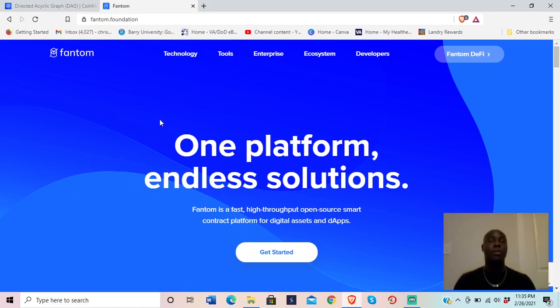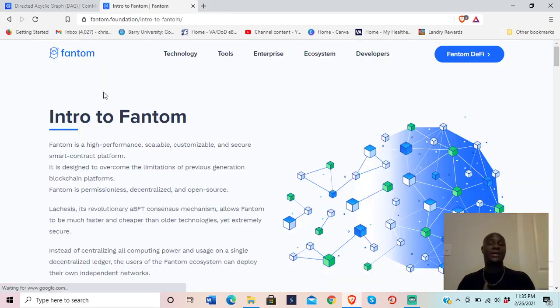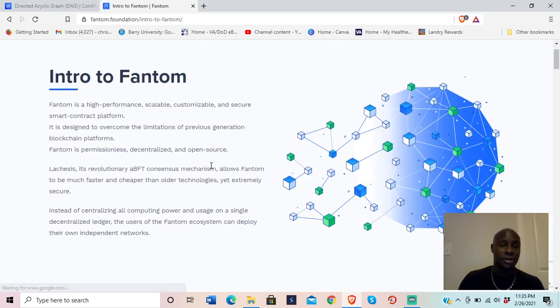But again, going back to this, I do like this technology. This is a step past DLT, so regular distributed ledger that's run on a blockchain. So it says, intro to Fantom. Fantom is a high-performance, scalable, customizable, and secure smart contract platform. It is designed to overcome the limitations of previous generation platforms, obviously. Fantom is permissionless, decentralized, and open source.